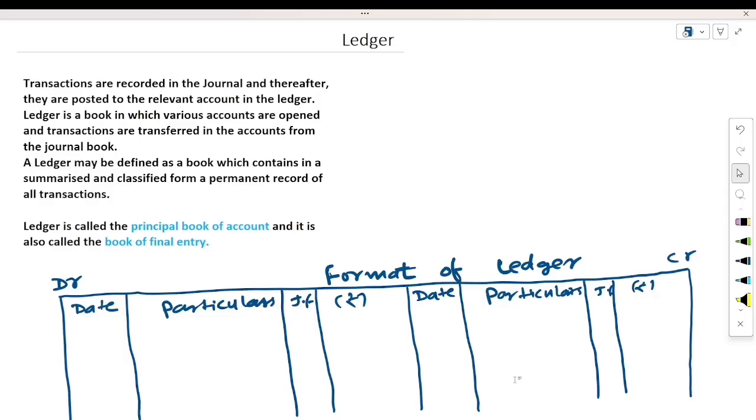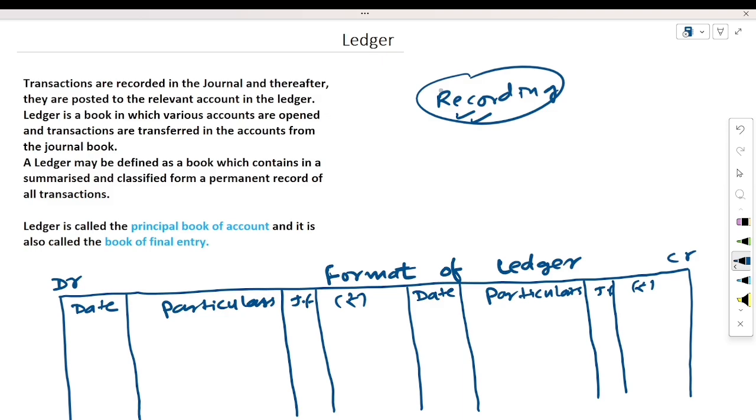Today in this video, we are going to start the new chapter of class 11th, which is ledger. In the previous video, we have already finished the chapter on general. In general, we had learned how to record the transaction. It means the recording part of the transaction comes under the general.